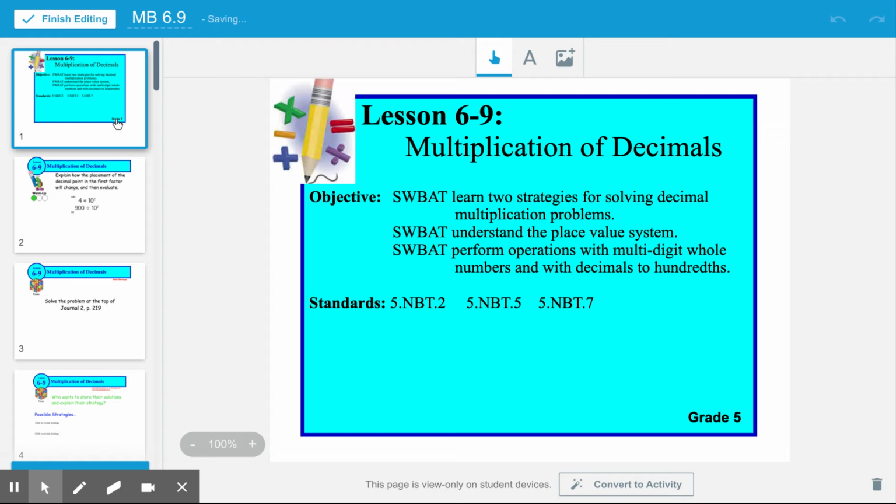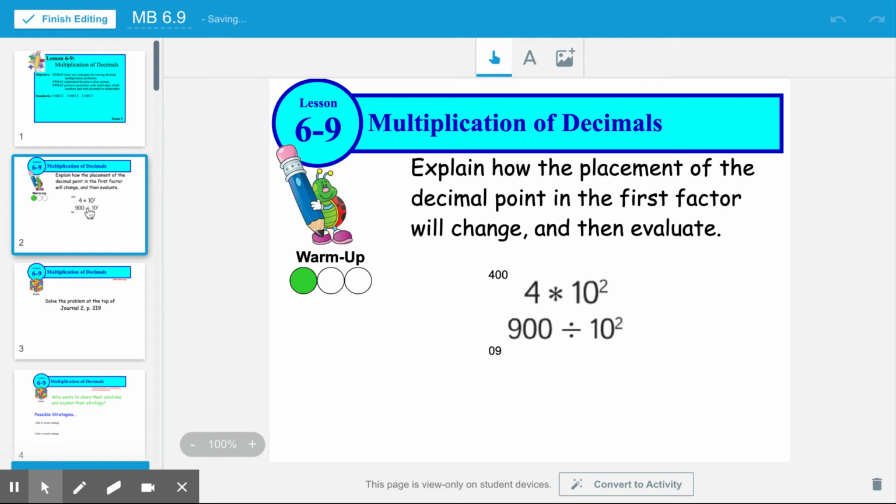Hey guys, this is lesson 6-9, multiplication of decimals. You can see here that we're going to learn a couple different strategies for solving decimal multiplication. We're also going to understand the place value system, and we're going to perform operations with multi-digit whole numbers and with decimals to the hundredths.